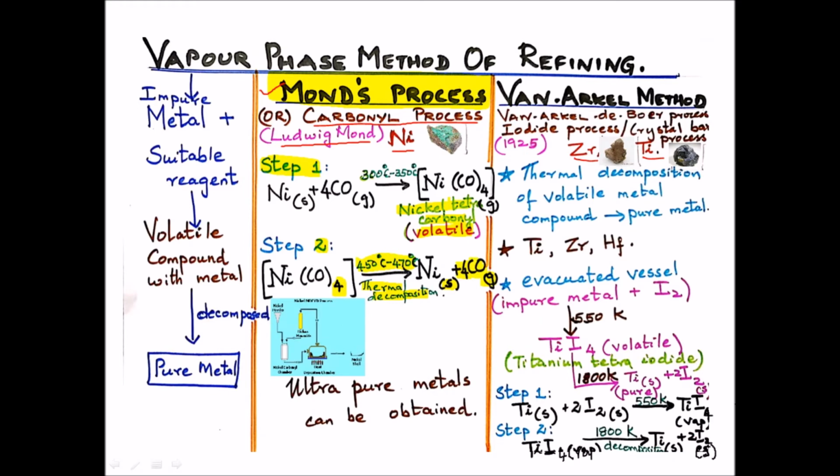Another method of vapor phase refining is the Van Arkel method. This is also called the Van Arkel de Boer process or the iodide process or the crystal bar process. It was found out in the year 1925.